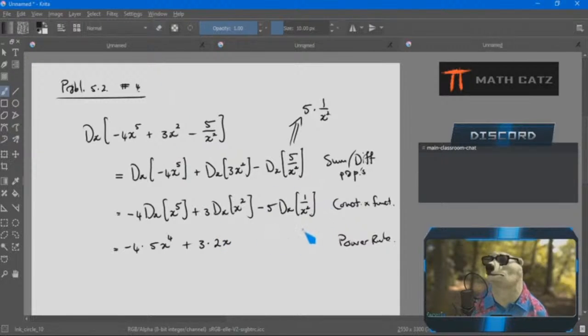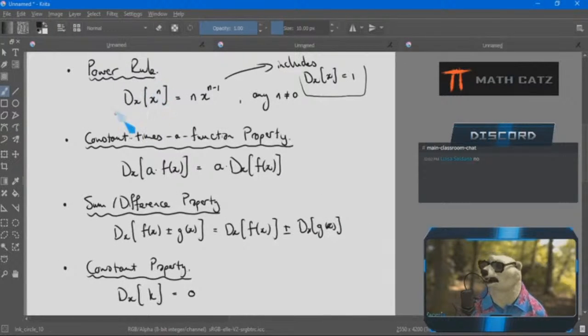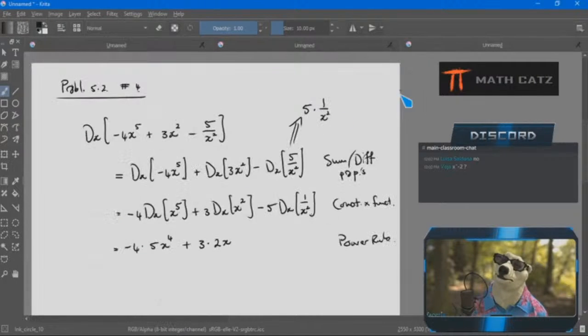Is that last term ready for the power rule? Not really, no. It doesn't look like the power rule wants it to look. But there's no other property. So I might want to, let's maybe put some arrows there. I just want to see it as x to the power, and it's going to be a -2.